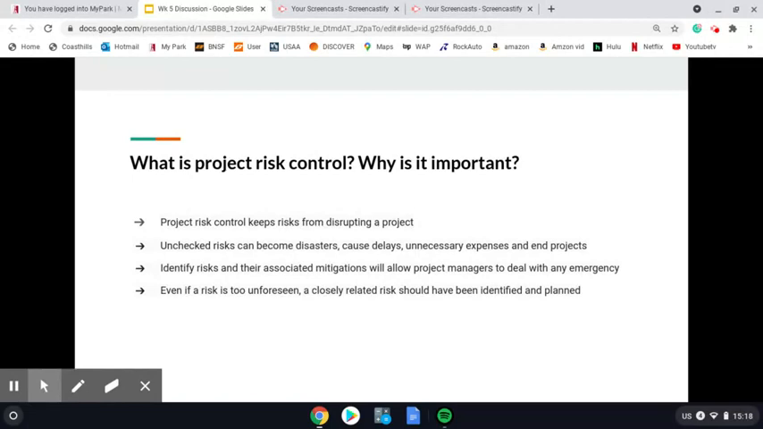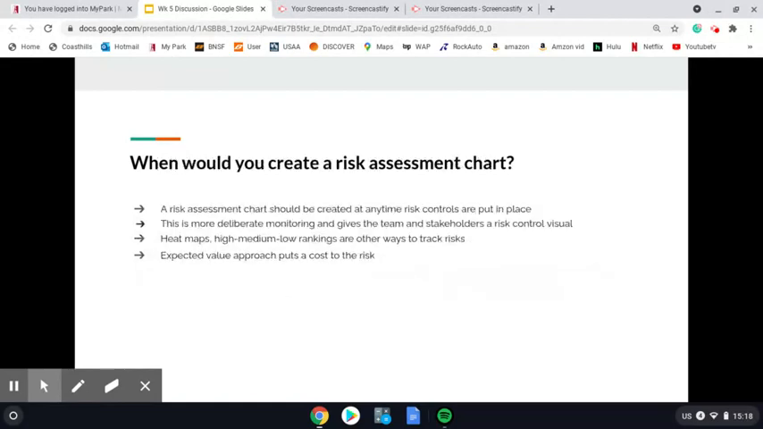If something happens that you didn't think about, but you did a thorough risk assessment, you should have something similar or closely related to it that you can address it with. When would you create a risk assessment chart? So once you come up with risk controls, you want to make it a visual. You want to be able to chart it and track it just from looking up at a chart. So it's more deliberate monitoring and gives everyone a risk control visual.